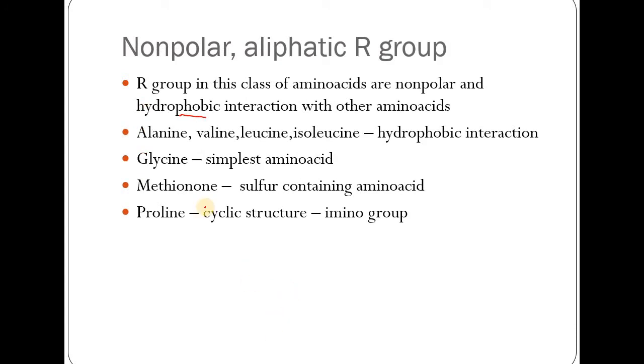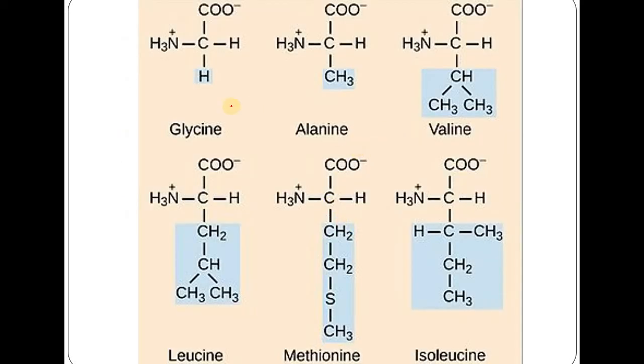And then methionine. As I told you before, there are only two amino acids which contain a sulfur group, and methionine is one of the sulfur-containing amino acids. Proline is a unique amino acid in this group because it exhibits a cyclic structure, and this cyclic structure is called the imino group. Here we can see the structure of glycine. As I told you, we have two hydrogen groups here, so this is not a chiral carbon.